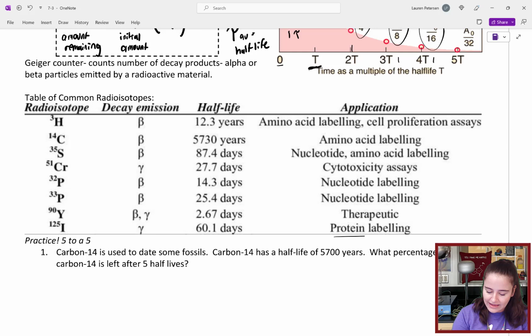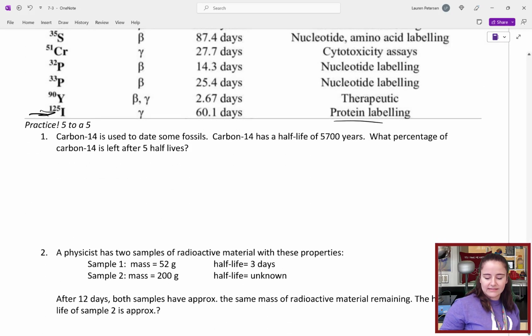The protein labeling of the I-125 is a really cool one. They actually inject it into the bloodstream with a medication. And then by tracking where that radiation is coming off in the body, they can track the flow of that medication through your bloodstream, which I think is pretty cool. Yeah. So let's go ahead and see how we can answer these two questions.